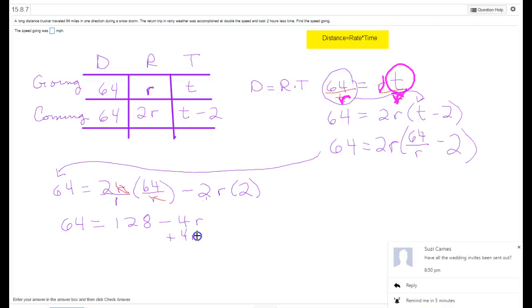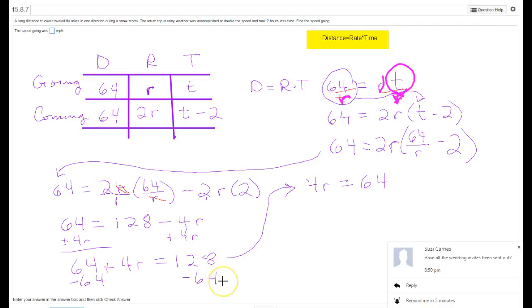So if we add 4R, we get 64 plus 4R equals 128. And now we subtract 64 from both sides. We're going to go over here to continue, and we get 4R equals 128 minus 64. Well, 128 minus 64 is 64. So then we divide both sides by 4, and we get R equals 16.